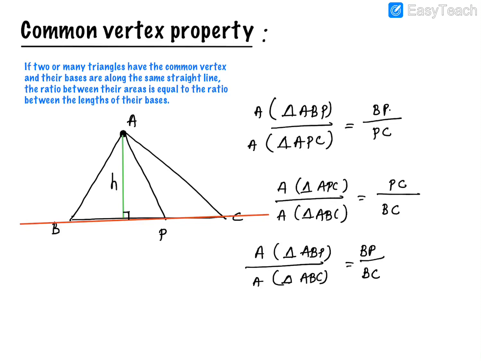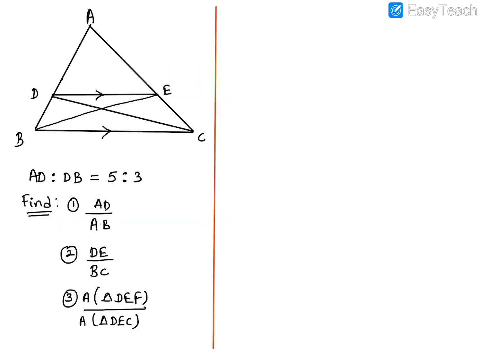Now let's do some problems based on this. Usually these problems are a little tough. When you have to apply common vertex property, it should click for you. Also, if you notice one more thing, we do not need to prove similarity in common vertex property. It's not necessary that the triangles have to be similar triangles. Now let's start with this problem.